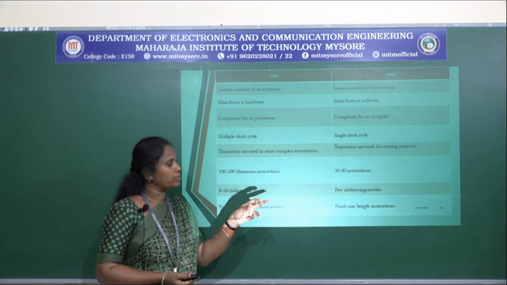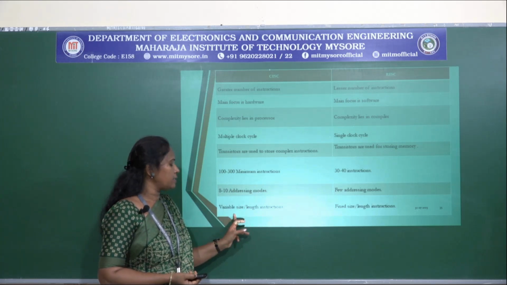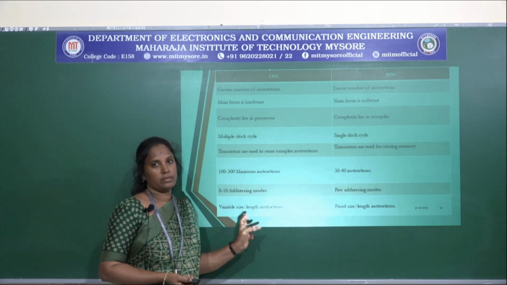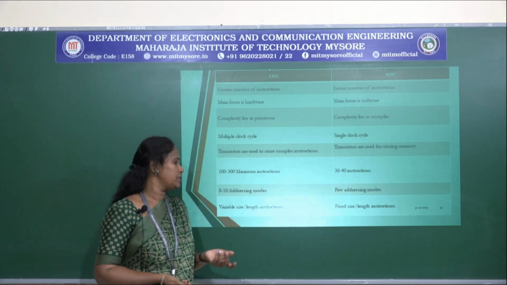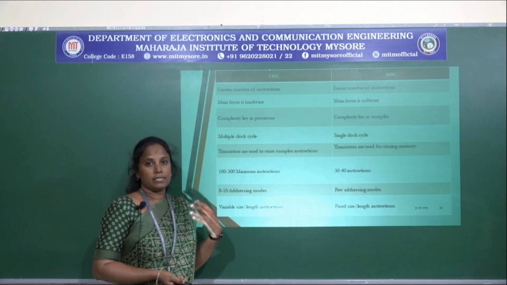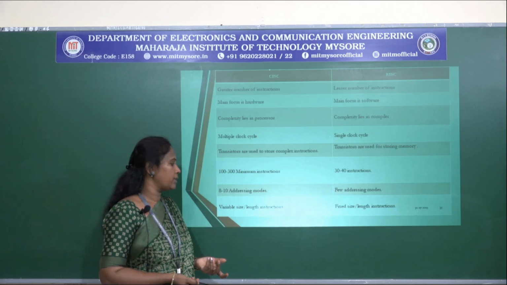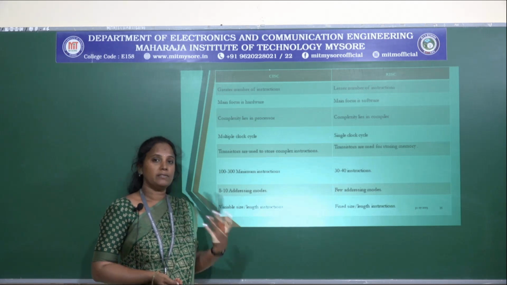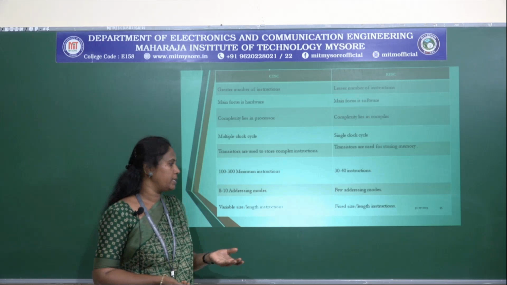That is in CISC, and in case of RISC it can be lesser than this. Then we have variable size or length of the instruction. That means the size of your instruction may vary. It can take 3 machine cycles or 4 machine cycles, and it can be 1 byte, 2 byte or 3 byte data.